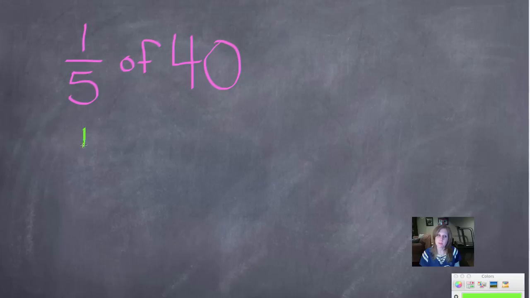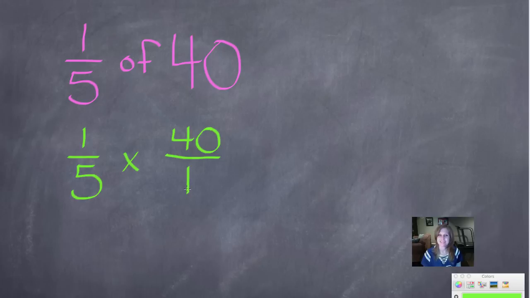So I'm going to rewrite this problem 1/5 times, because of stands for the multiplication symbol, times. And then I'm going to rewrite my whole number as a fraction. So I'll write my 40 as my numerator and my fraction bar, which means divided by, and 1 as my denominator. So this still represents the whole number 40. It's just written in a way that we can multiply 2 fractions together.